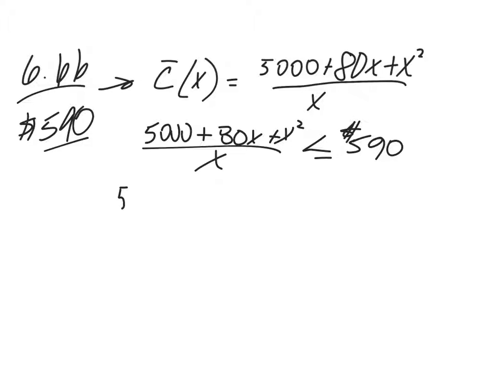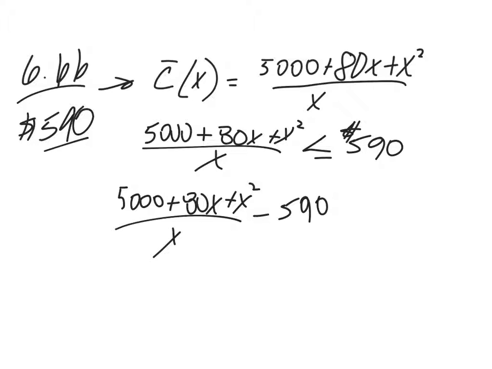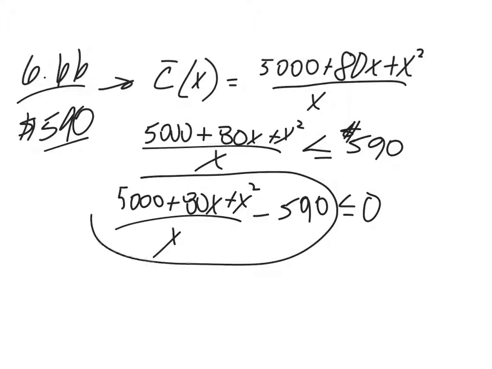We've got 5, gosh, my writing is terrible, plus 80x plus x squared over x, and we're going to subtract 590 from it, so we get 0 on one side of the equal sign. So that's our first step. Combining the terms over a common denominator. We need to take this whole thing and put it over x, which means we're going to have to make this an x over x. So now they have common denominators.